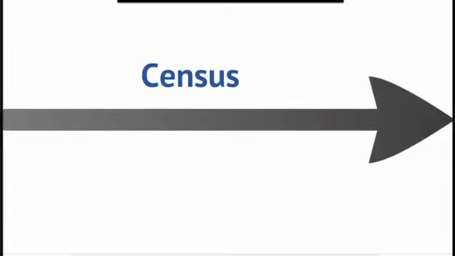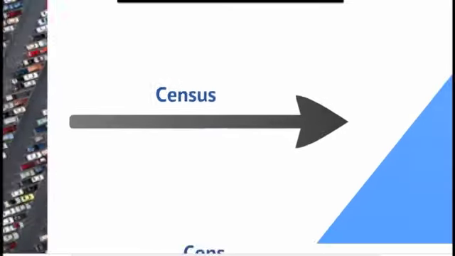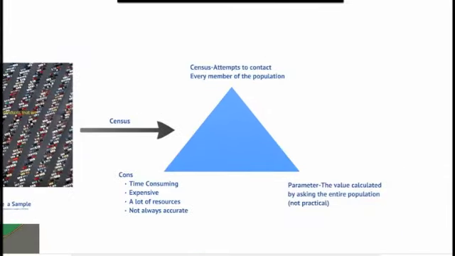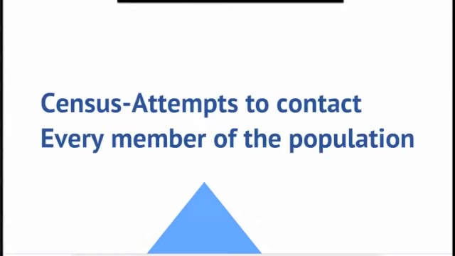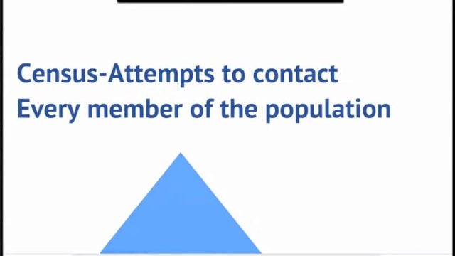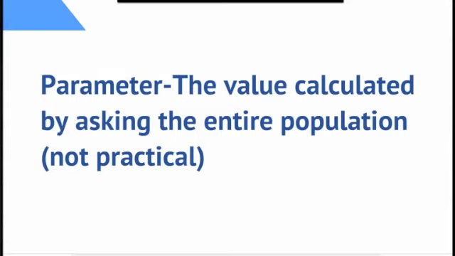First way, do a census. In a census, we attempt to contact every member of the population. The value that we get by asking the entire population is what we call a parameter. That's a key word that you must know. And again, it's not always practical to try to contact everybody.